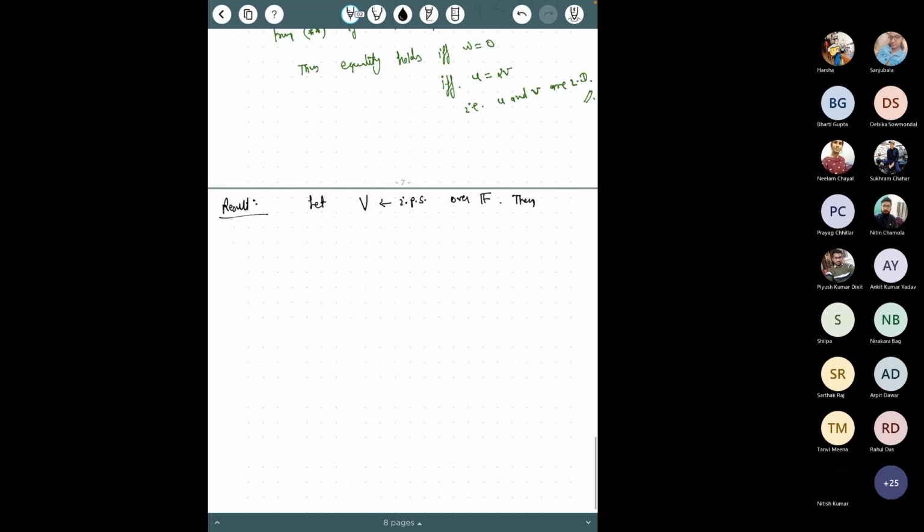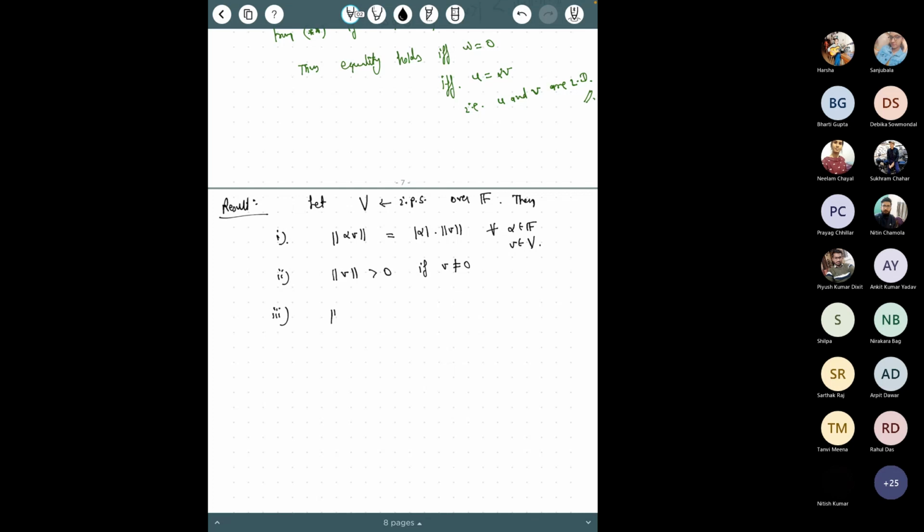Then you can easily verify the first property: if you take the length of alpha times V, where alpha is a scalar and V is a vector in V, then this length is equal to, can you guess? Mod alpha times the length of V. This follows just by the definition of an inner product. Similarly, for any vector V, length is always greater than 0 if V is non-zero. This also you can easily check by the first property of inner product.